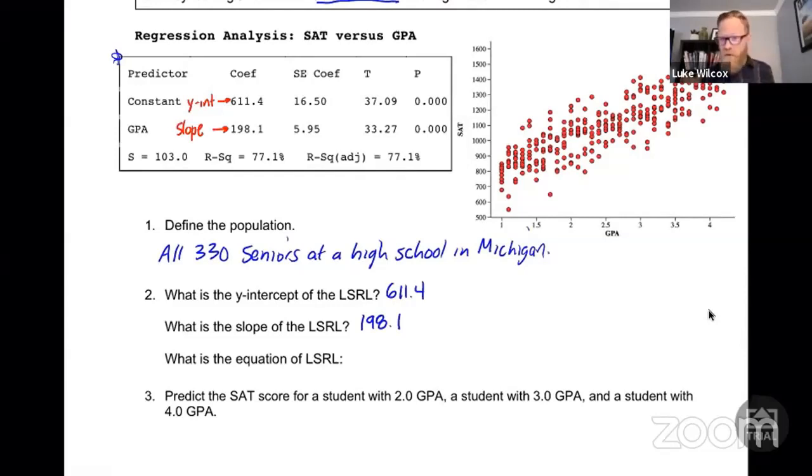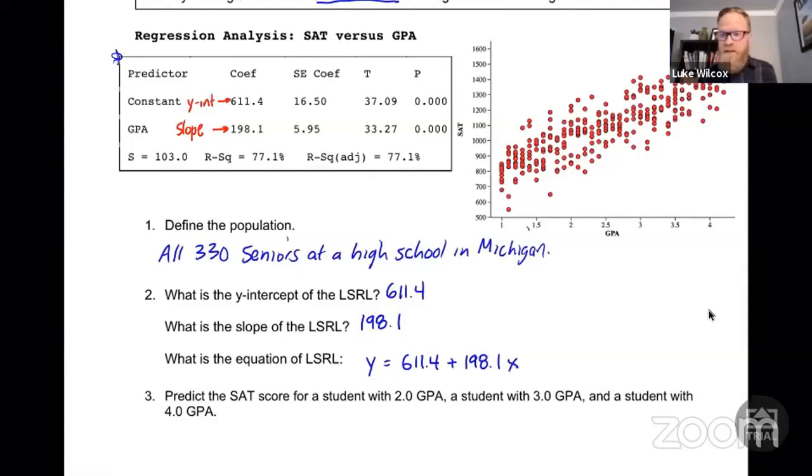Well, we know the y-intercept and we know the slope. So we can write our equation now as y equals the y-intercept plus the slope times x. Now, there's a couple of things that I want to change real quickly about that line of best fit that we just wrote down there.